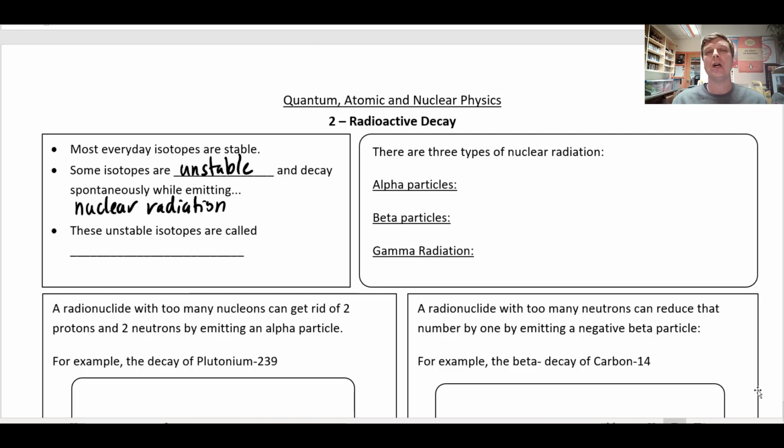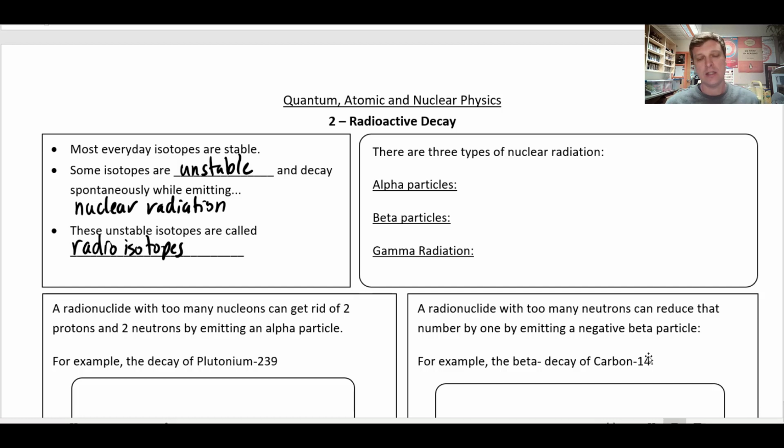But when we talk about nuclear radiation, we are talking about radiation that comes specifically from the nucleus. So it's not caused by just moving electrons and orbitals around and that sort of thing. That's a different kind of radiation. So these unstable isotopes are called radioisotopes.